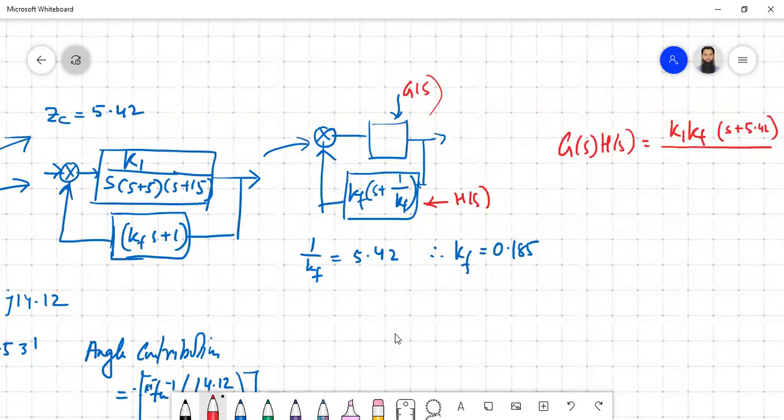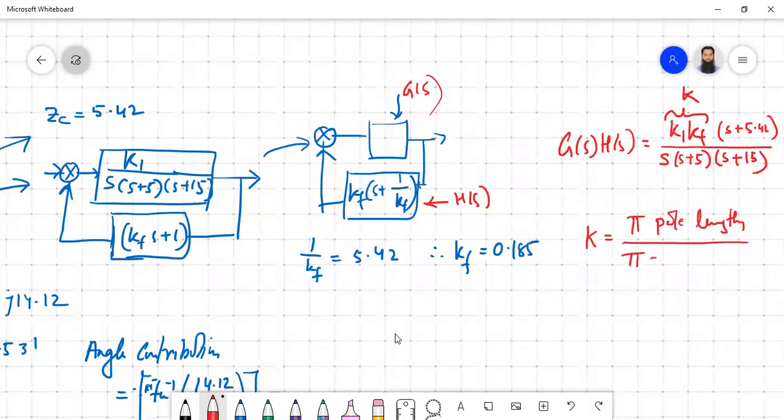Then you have the poles at S plus 5, S plus 50. Now the value of K1, KF is nothing but the gain that we are varying for the root locus. So you can term this one as K. You can easily find out the value of K. The value of K is simple: the product of the pole lengths divided by the product of the zero lengths.